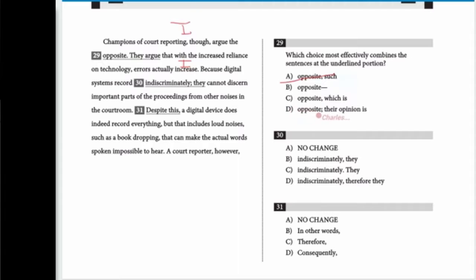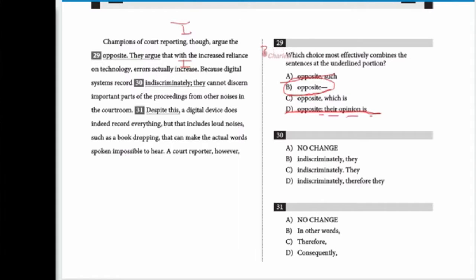And then D has a semicolon, so it looks like it's keeping them as two independent clauses. And it is. Their opinion is. So I have pronoun, subject, verb. That's an independent clause for the second clause here as well. So grammatically, again, correct, but again, too wordy. Don't need to put two separate sentences there. So I'm either going to say comma, which is, or opposite, and then dash with just the parenthetical phrase. Shortest is best, so I am going to choose B as my correct.